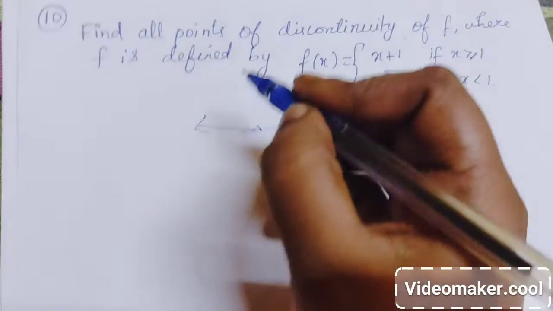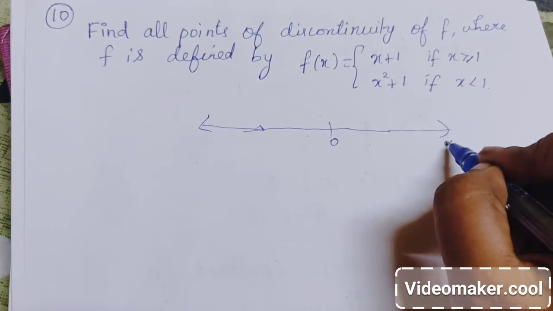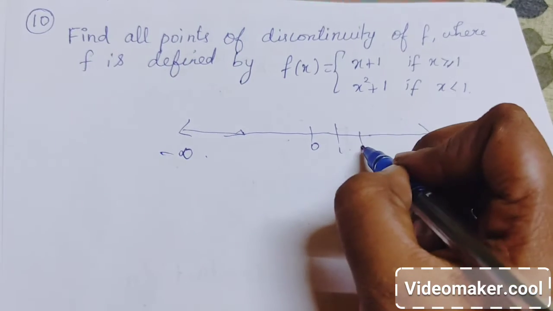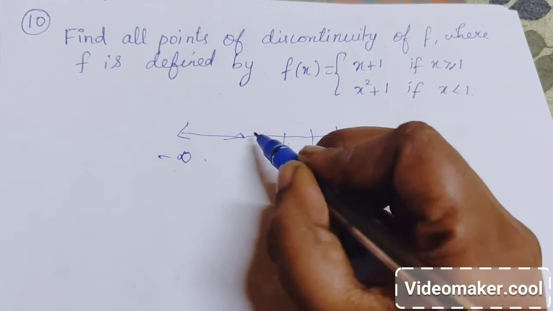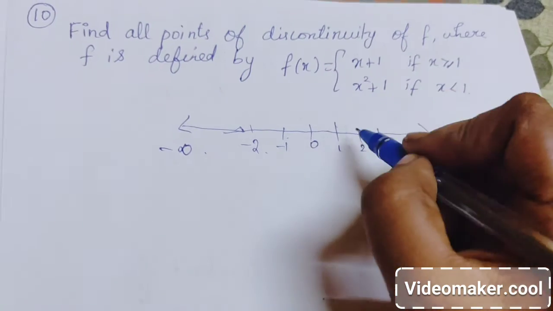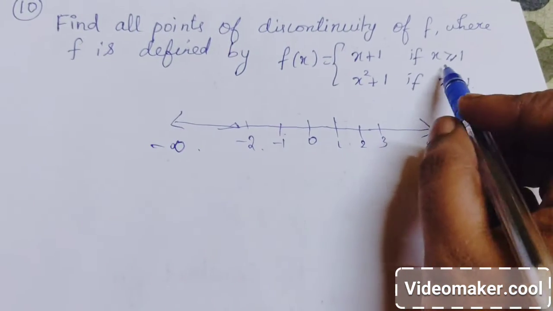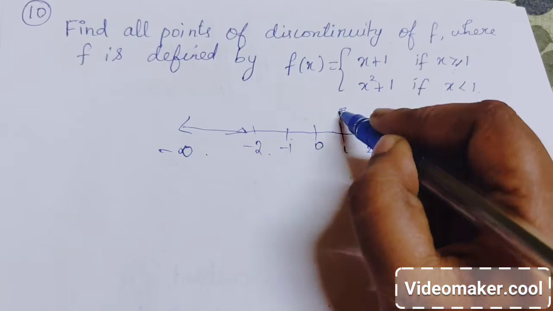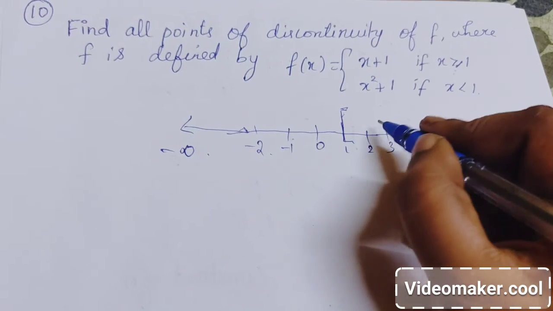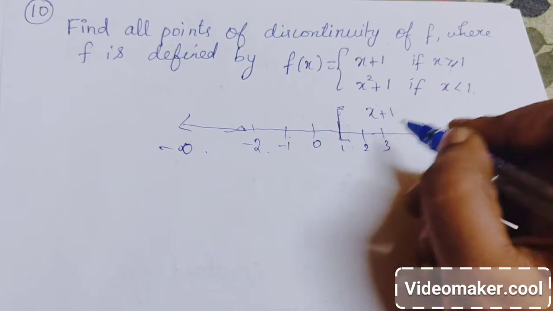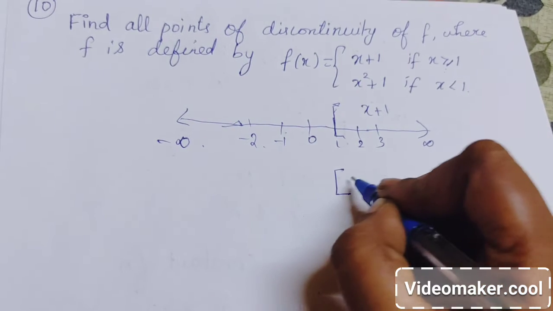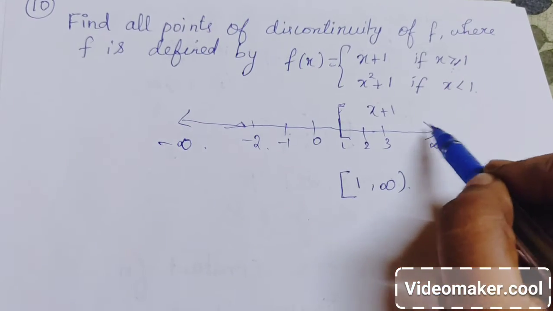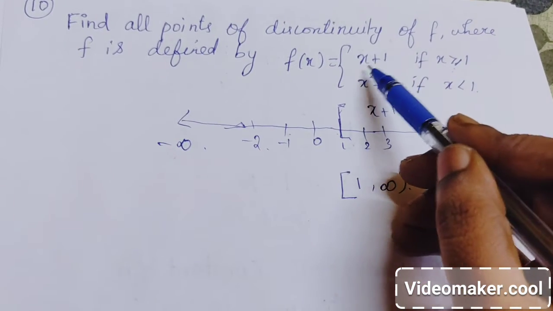Now let us draw a real line to know the domain of the function. It's a real line. So we have 0, plus infinity and minus infinity. Here we have 1, 2 natural numbers, here all negative integers. When the value of x is greater than or equal to 1, which means this part, in this part the function is x plus 1. So for the closed interval 1 to infinity open, for this subset, the function will be x plus 1.